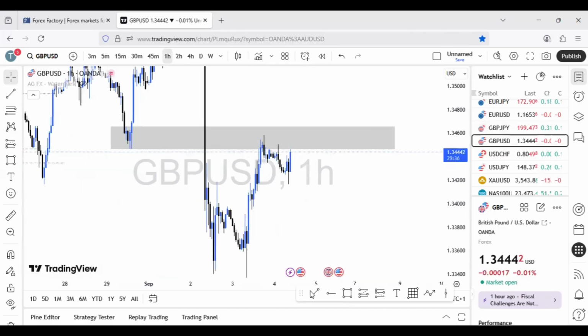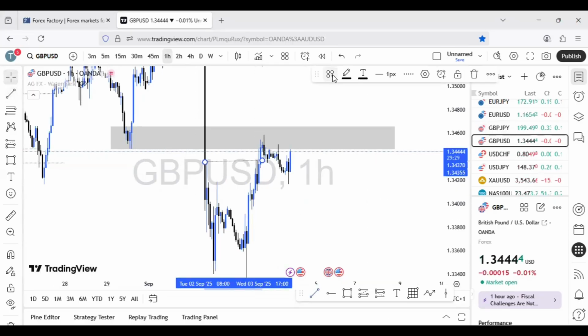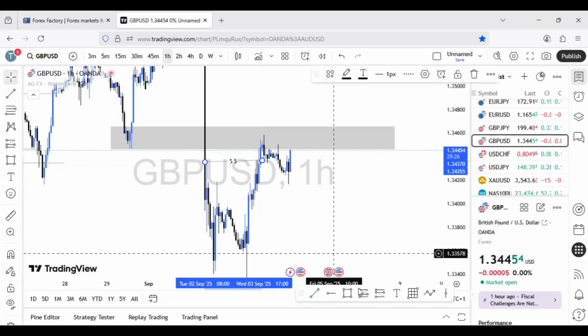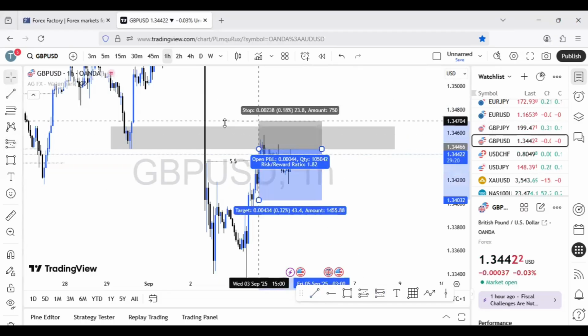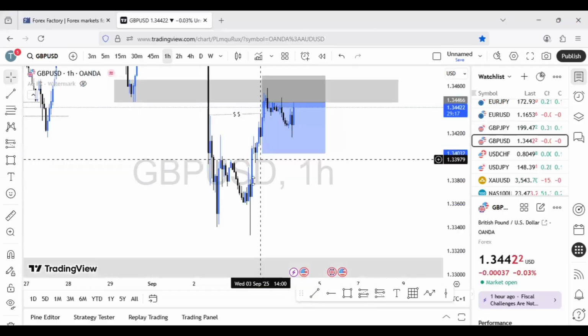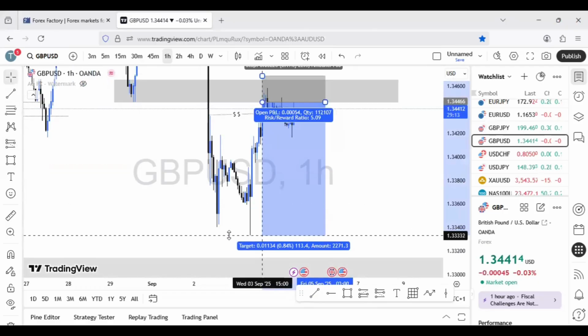For those who did not understand, it had an inducement for that entry. But then the market is not my daddy's market. So the breaker block entry would have been something like this. Your target will be here, and that is how many RR? That is a 5 RR setup.